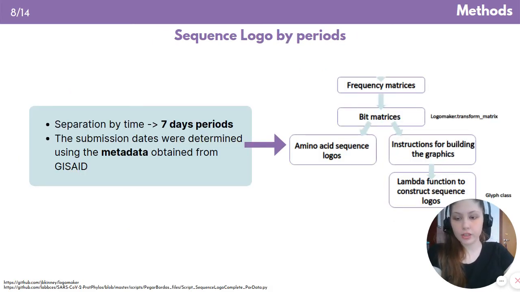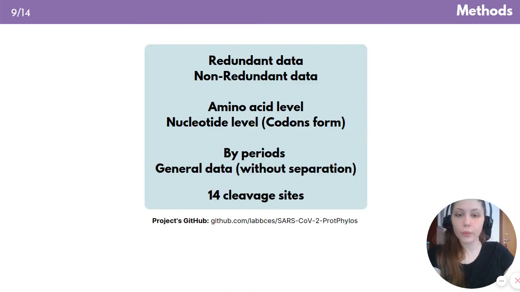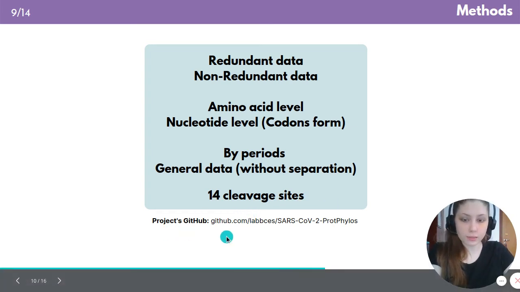Finally, we separated genomes based on submission date, determined using the metadata from GISAID, and using the same pipeline described before to generate the sequence logos by 7-day periods. We generated graphs with redundant and non-redundant data at the amino acid and nucleotide levels, and they are all available on the project's GitHub.